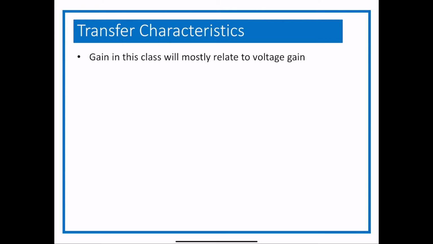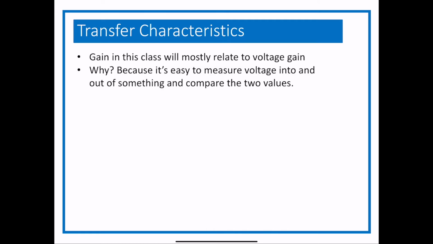Most of the gain in this class is voltage gain. Why? Basically because it's really easy to measure voltage in and voltage out of something and compare the two values. It's a little harder to measure the current. It is even harder to measure the power. So oftentimes we will measure the voltage into a system and the voltage out of a system and characterize it by its voltage gain.